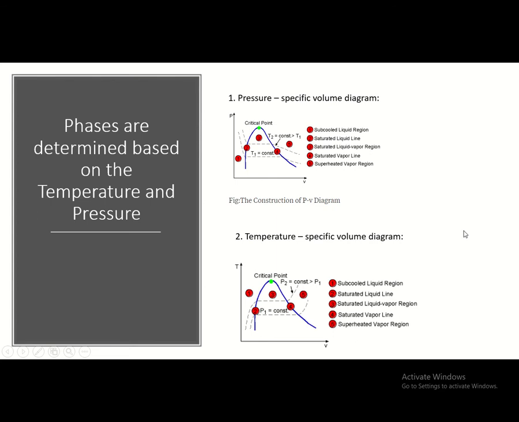Okay, so now we move on to a question. Now we have the critical point, the superheated region, the saturated region, and the subcooled region, but there's still one thing that is missing here. It is the triple point. So why is the triple point here? That's our question.